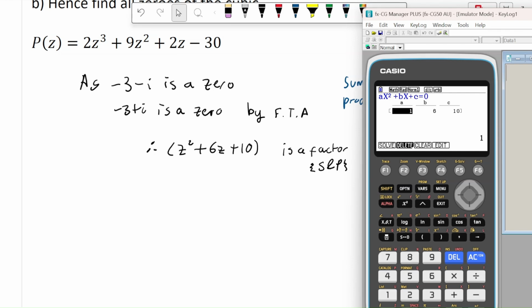And just so I definitely know that I got that a value right from before, I'm going to go back out of here, go up to a degree 3, and enter the full polynomial. So that is 2, 9, 2, and -30. I'm hoping to see those two imaginary solutions I found before, and we can see that another solution is 1.5. So we're expecting to get another real one. How do we get it?